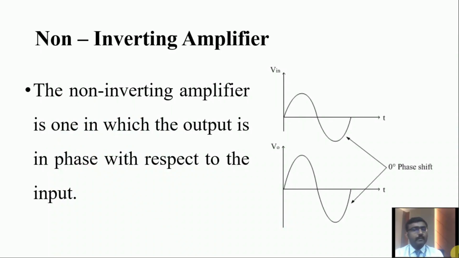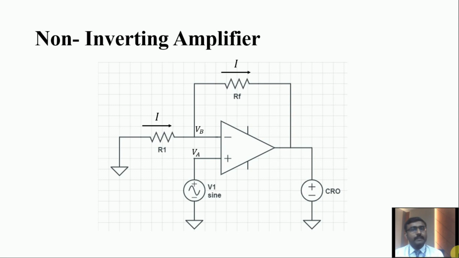What is a non-inverting amplifier? The non-inverting amplifier is one in which the output is in phase with respect to the input. What is the meaning? Here there is no phase shift, a 0-degree phase shift, only the magnitude of the input signal changes. That means the amplitude of the input signal rises depending upon the design of our circuit. Here is how we are going to design the circuit.